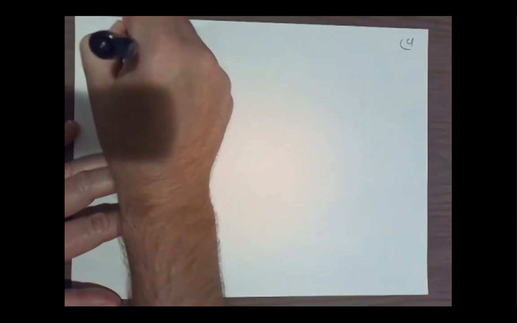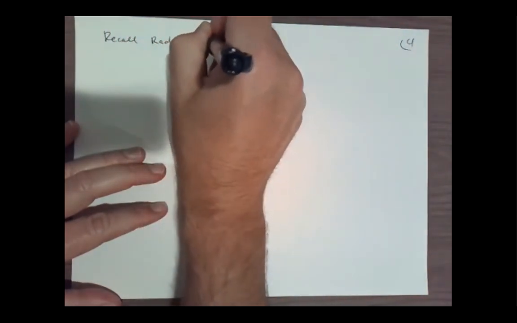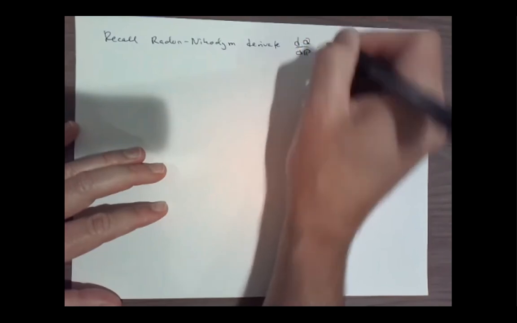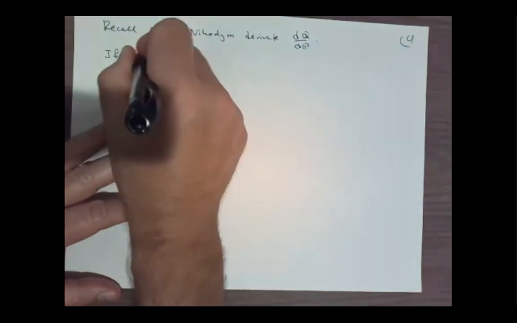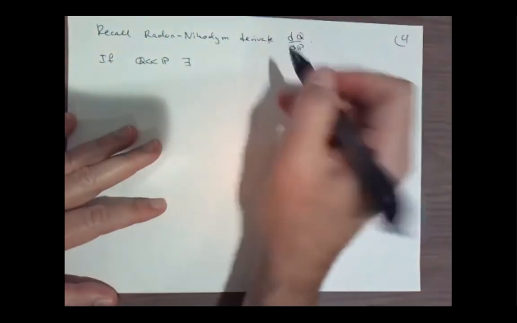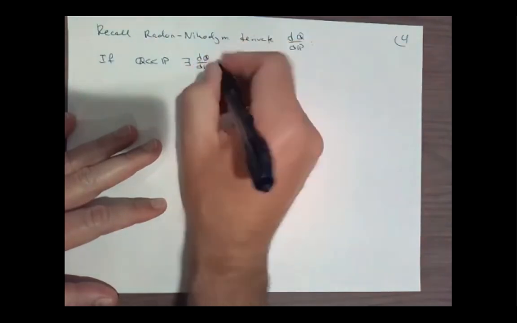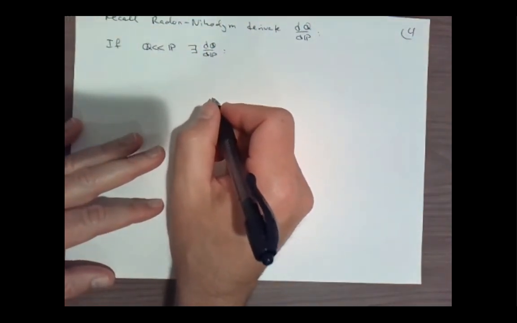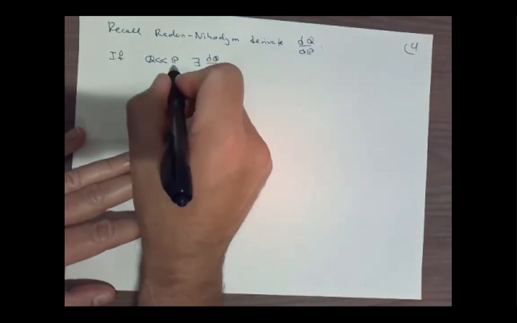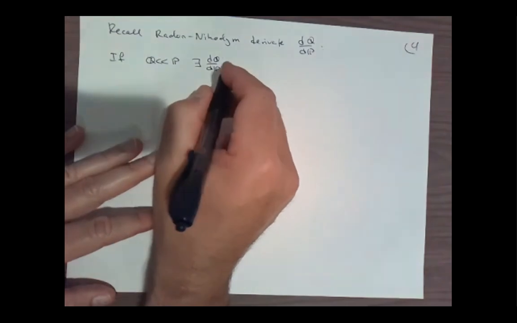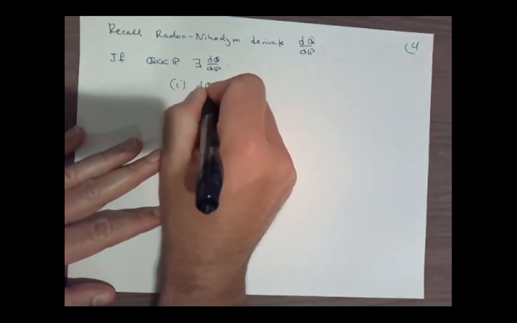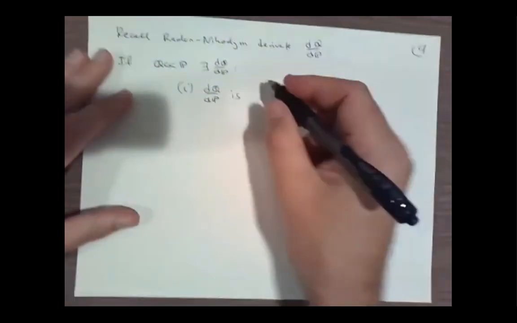So we should recall the Radon-Nikodym derivative. So this is my dQ/dP. If Q is absolutely continuous with respect to P, then there exists this Radon-Nikodym derivative, dQ/dP, such that, right, this here means that P's null sets are also Q's null sets. So if you have that property, you're absolutely continuous with respect to P, then I can find a Radon-Nikodym derivative. And what does it mean to have a Radon-Nikodym derivative? It means that the dQ/dP is F-measurable.